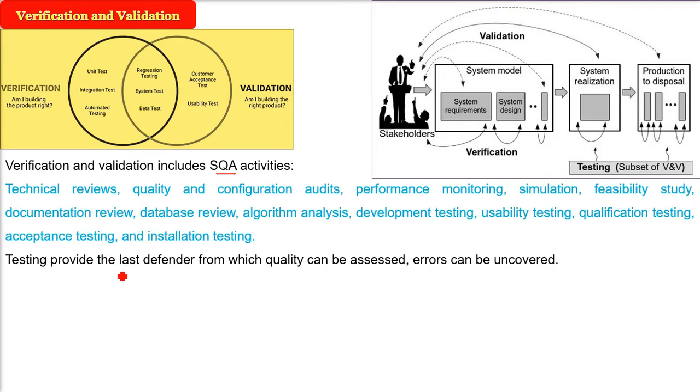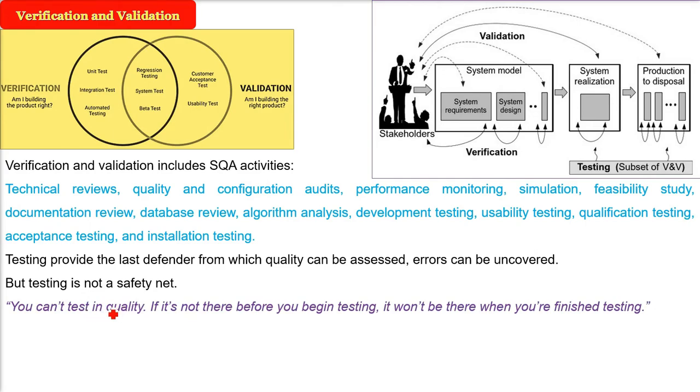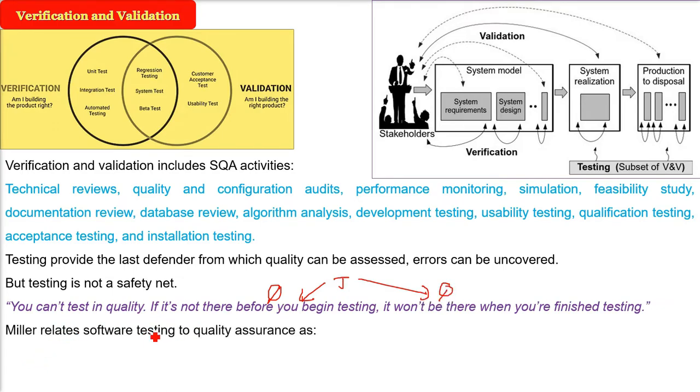So testing, you can say, is the last defender. You can assess your quality. That is, testing can show you whether the quality is there or not, because errors can be uncovered and fixed to make the quality better. But testing is not a safety net, such that if you have done testing, the quality is good. You can't test in quality. What does it mean? If the quality was not there before, after testing there will also not be quality.